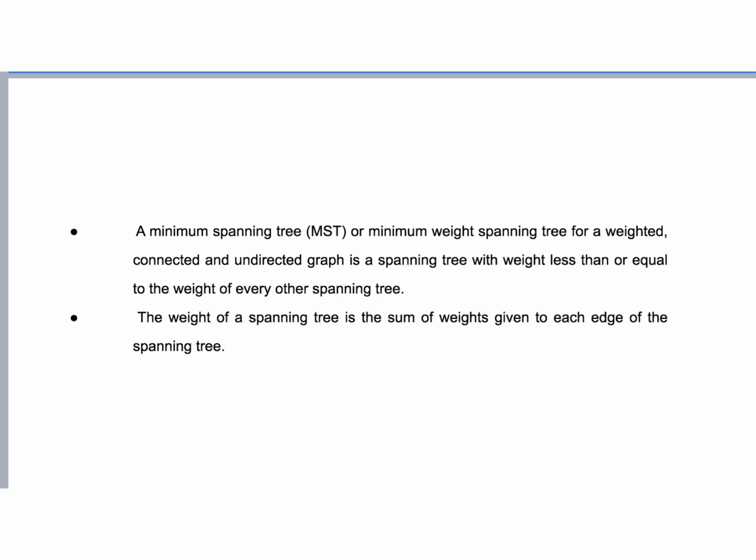So an MST, or minimum weight spanning tree, of a weighted, connected, and undirected graph is a spanning tree with a weight less than or equal to the weight of every other spanning tree. So the weight of the spanning tree is the sum of the weights of the given edges of the spanning tree. Here you can see the sum of the weights given for each edge. So each edge carries a weight. So if the edge from 1 to 2 carries 4, then the edge weight is 4. So W is equal to 4 in this case.